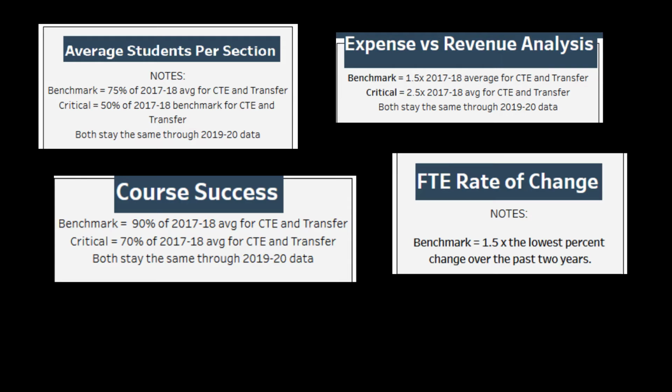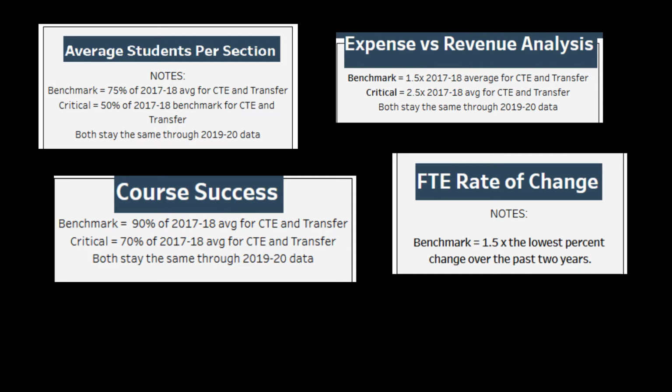Okay, so one thing that jumped out at me, and I think we should talk about this in RSC: if you look at the 4 metrics, 3 of them use the previous year's numbers. Average students per section, expense revenue, and course success all use 2017, 2018 numbers. But the FTE uses the lowest percent change over the last 2 years. Why? What's the difference? Why should that one go back 2 years where the other 3 only go back 1? I don't know the logic there. That's the first thing that I think about.